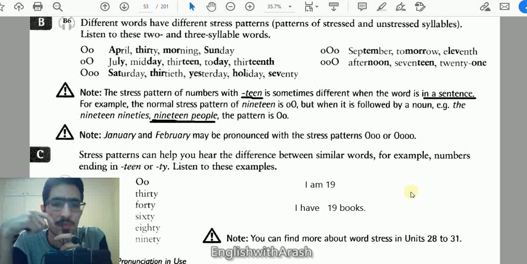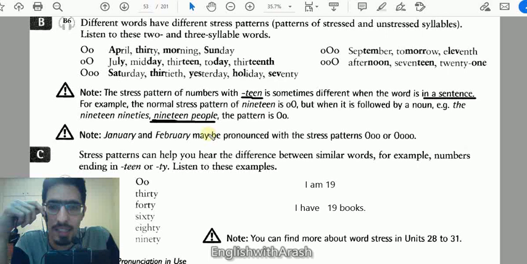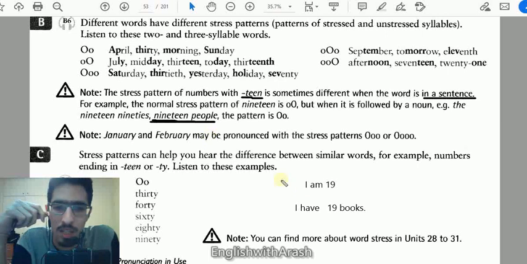So look at here. The first one, there is no noun after 19. After 19 no noun came. I just said I am 19. It's just the age. I am 19. So stress goes on the second part. I am 19. Like the usual way that I told you.